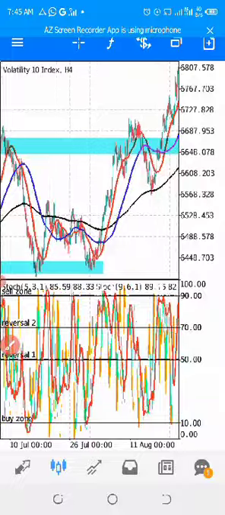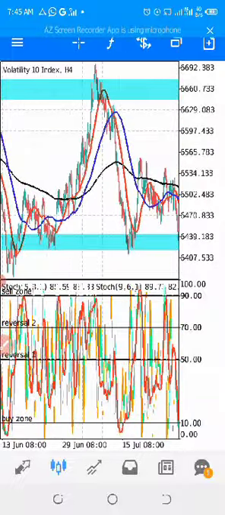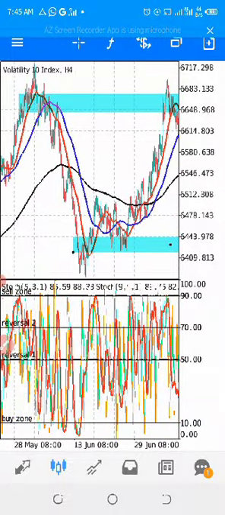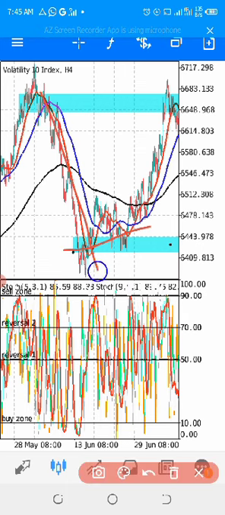That's exactly what I did here. So now, if you look here, when price got to this place, it couldn't continue. It turned back. The same thing applies.